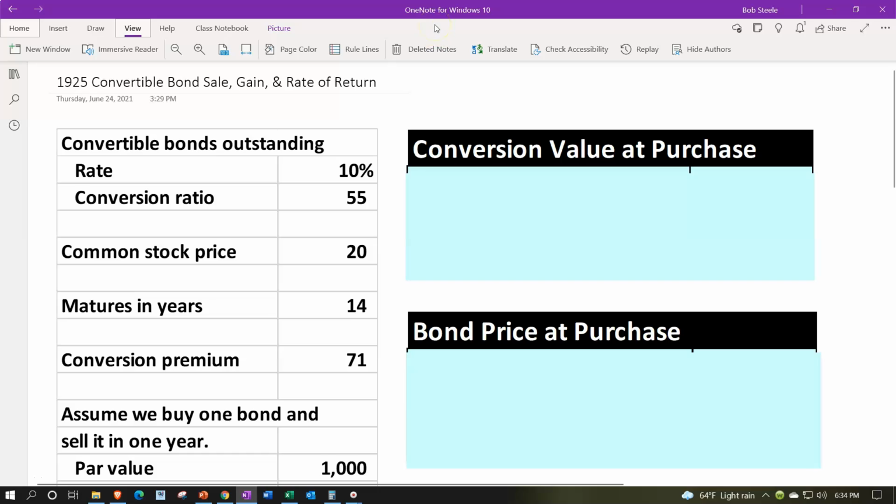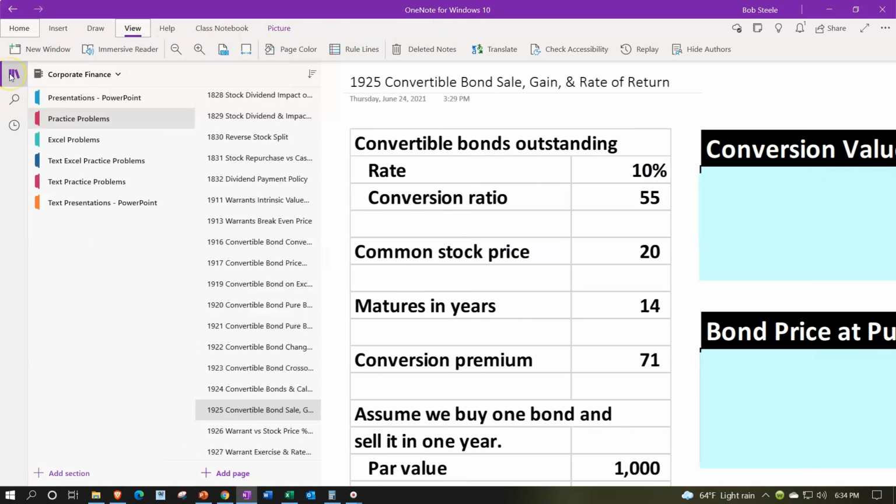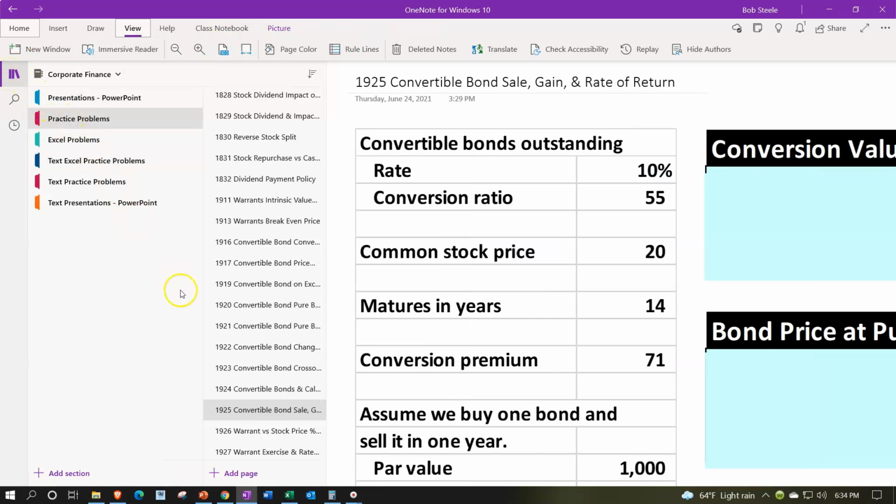If you have access to OneNote and would like to follow along, you're not required to, but if you would like to, we're in the icon on the left-hand side, Practice Problems tab, down in the 1925 Convertible Bond Sale, Gain, and Rate of Return tab. Also note, when using OneNote, look at the Immersive Reader tool. Our presentations will also be in the text area, same name, same number, but with transcripts. Transcripts can be translated into multiple different languages and either listened to or read in them.